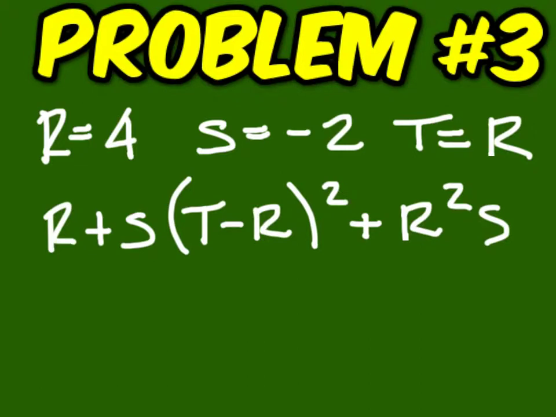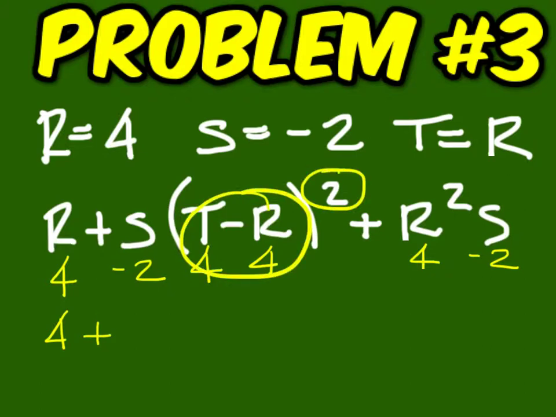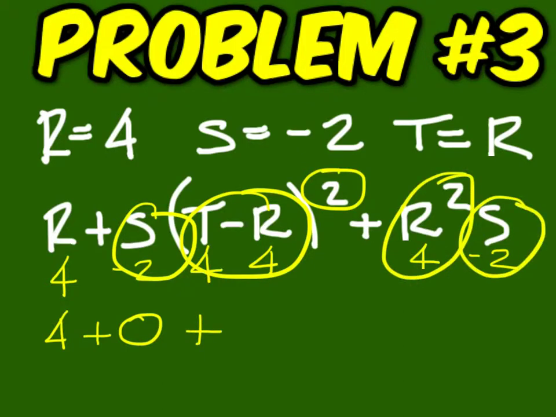So R is 4, and S is -2. T equals R, and R is 4. So out front you start with a 4 plus. This is 0, squared is 0, times -2 is 0. And then 4 squared is 16, times a -2 is a -28.